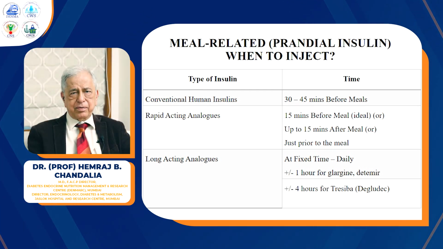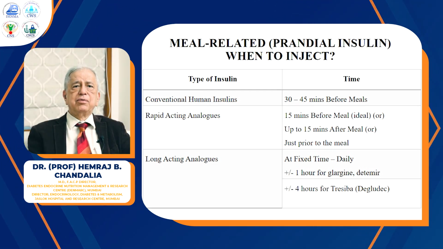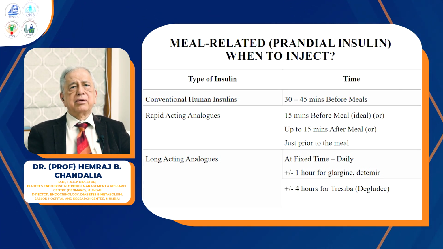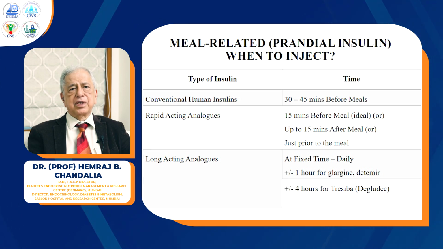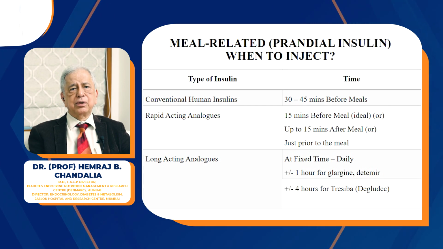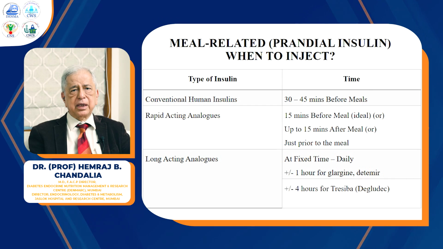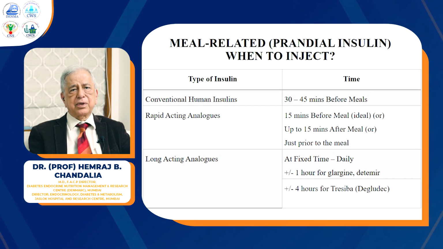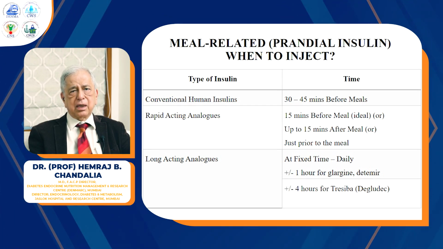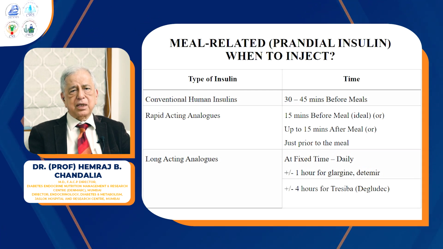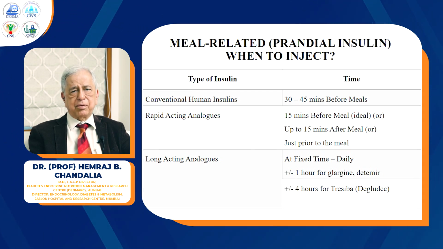Long-acting analogues, also called basal insulins, which usually cover 20-24 hours of the day, they are given at a fixed time. So only insulins which are related to the clock time. There is glargine, most frequently used long-acting insulin, which is less expensive than any other. The flexibility it offers is plus minus 1 hour of time to inject. And then other ones like ultra long Tresiba offers you flexibility of plus minus 4 hours.